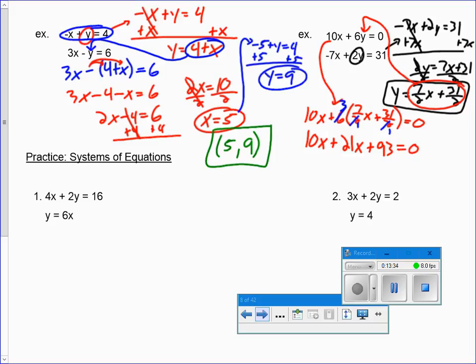And again, combine like terms. I have 31x plus 93 equals 0. Can move that 93 to the other side by subtraction. Then last step would be divide by 31. And there's my x value, negative 3.